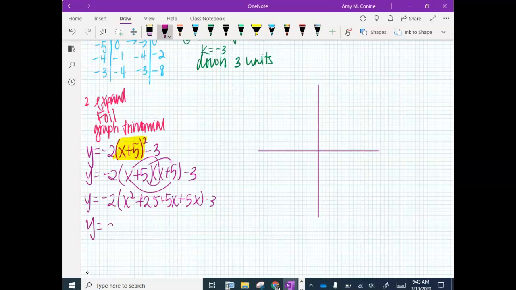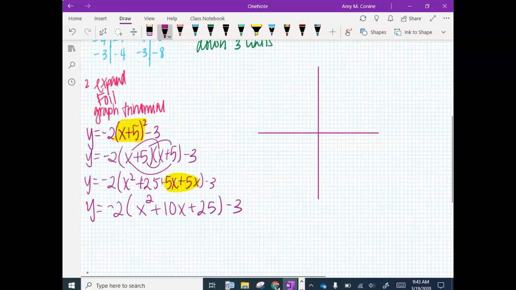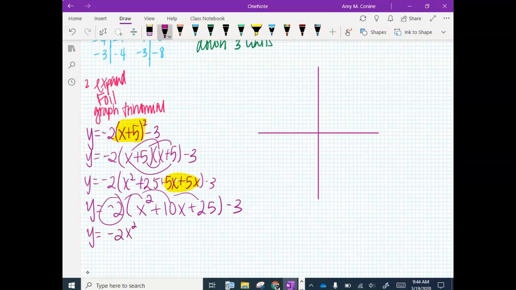So I've got negative 2 on the outside. I've got these 2 like terms that can go together, the 5x's. So x squared, I'm going to put it in my descending order like I learned how to do. And now I can take my negative 2 and I can distribute it in. So I've got negative 2x squared minus 20x minus 50, and I still have this minus 3.